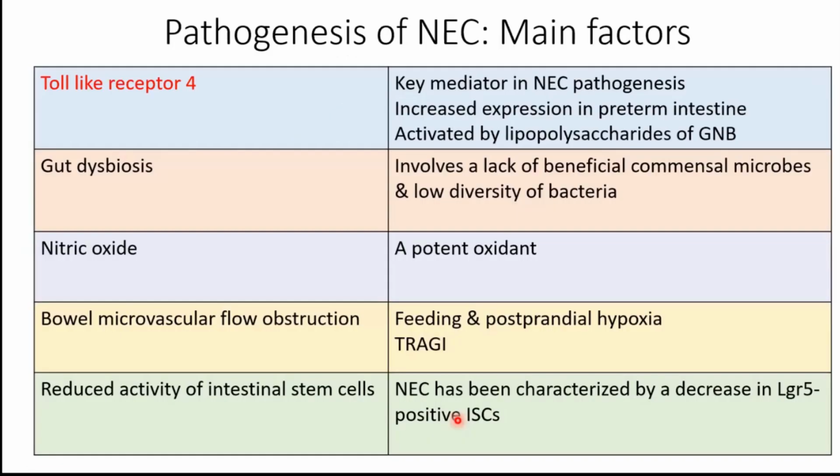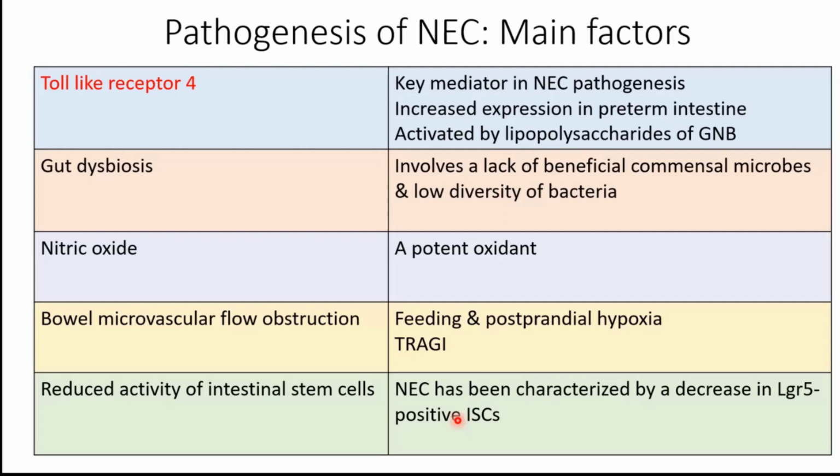So the main factors associated with pathogenesis include, first, toll-like receptor 4, which is the key mediator in NEC pathogenesis. It has been seen that there is increased expression of TLR4 in preterm intestinal epithelium, which is activated by lipopolysaccharide of gram-negative bacteria, leading to an inflammatory cascade.